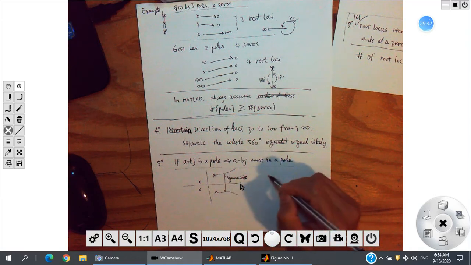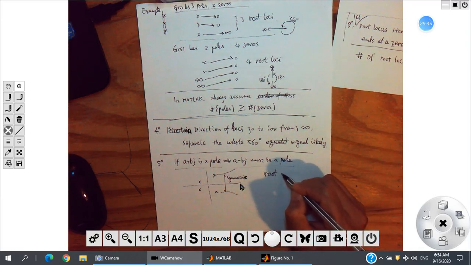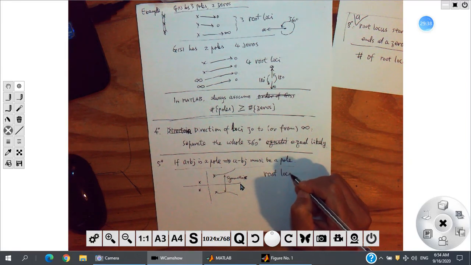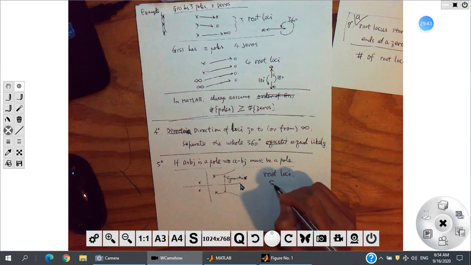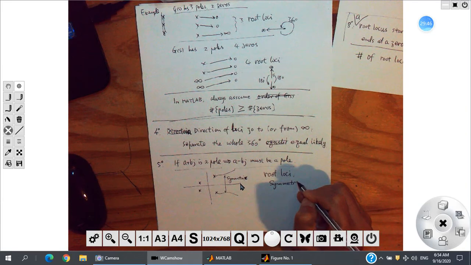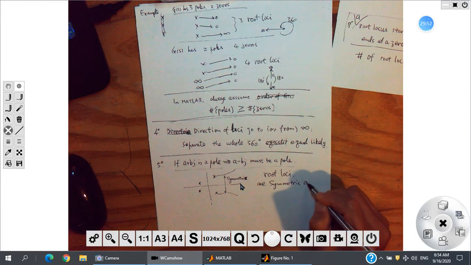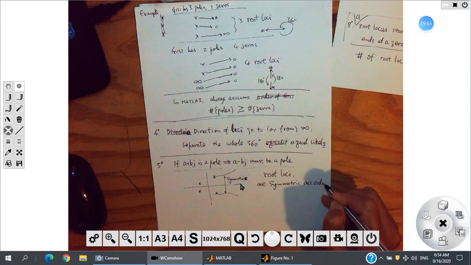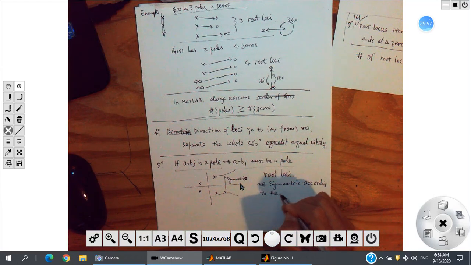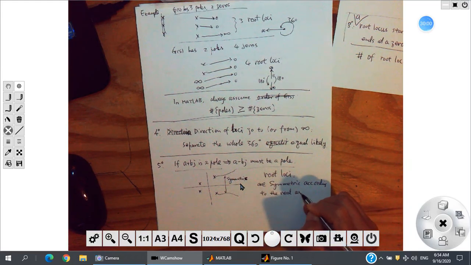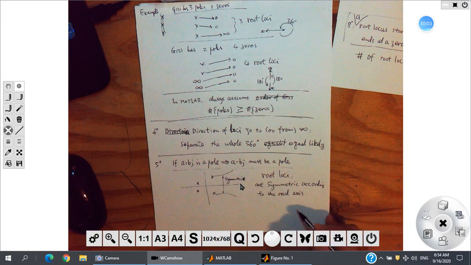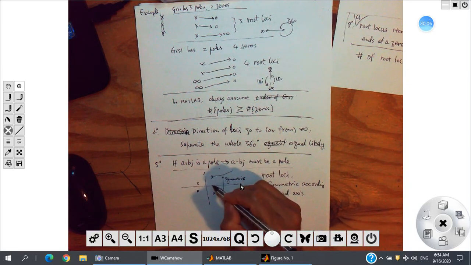Alright, so all the root loci should be symmetric. They are symmetric according to the real axis, the real x-axis. So you have a plus some imaginary part, then minus that imaginary part will also be a pole, right? Look like this.